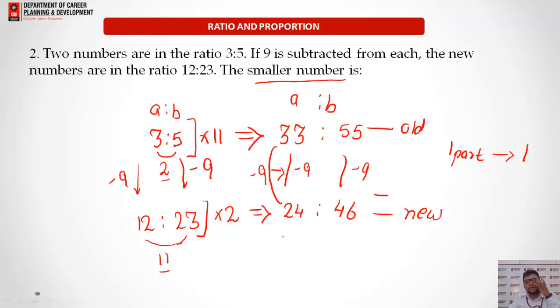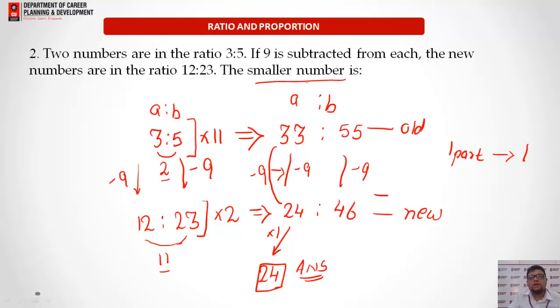Final smallest number is how much? That is 24 parts. So multiply this by 1. If you multiply this by 1, the answer will be 24. So the answer is 24.